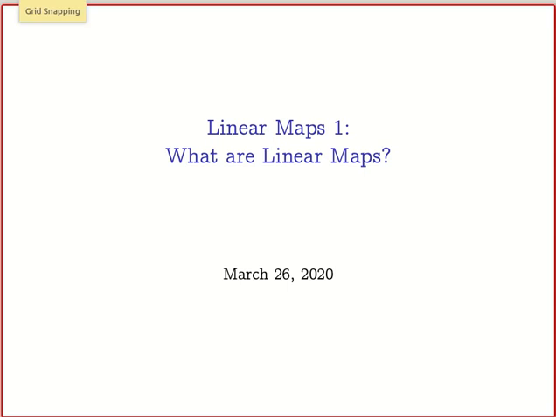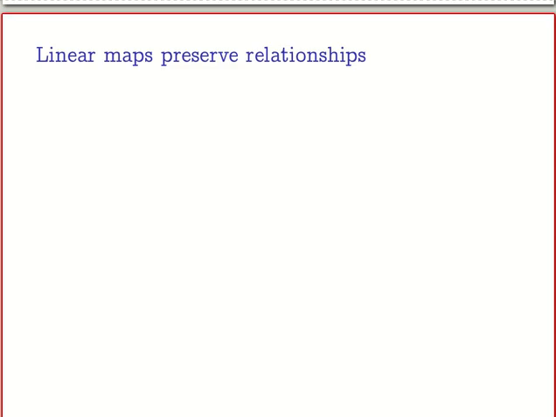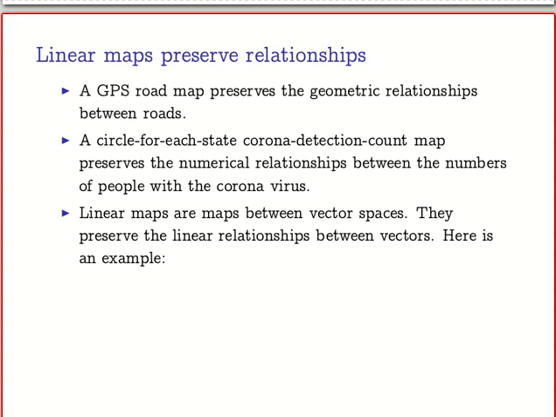Hello, in this video we begin our study of linear maps, first asking what they are. One of the things that linear maps do is to preserve relationships. We've already seen two maps that do this, and linear maps are similar. A GPS road map preserves the geometric relationships between roads. If two roads intersect on the GPS screen, we expect they'll intersect in the real world.